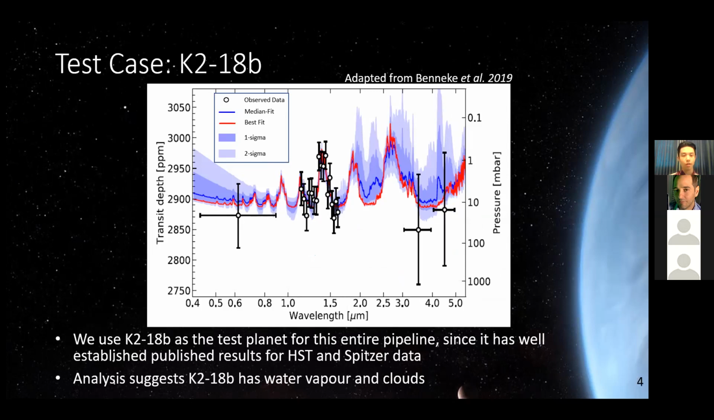And so in the blue line, you see the median fit, and the red line, their best fit from their MCMC algorithm. And so they also have the 1 sigma and 2 sigma region in the dark and light blue. Since there have been discussions suggesting that K2-18b has water vapor and clouds, a deeper probe by JWST could provide insight as to whether or not there is a liquid water environment beneath the atmosphere.